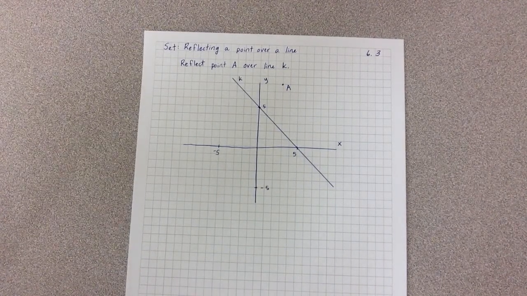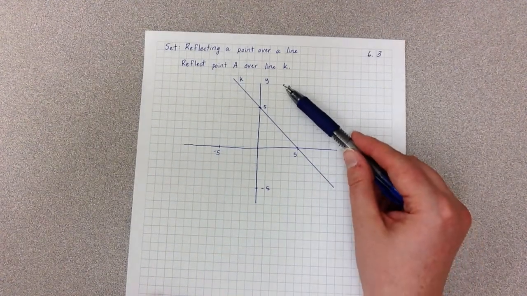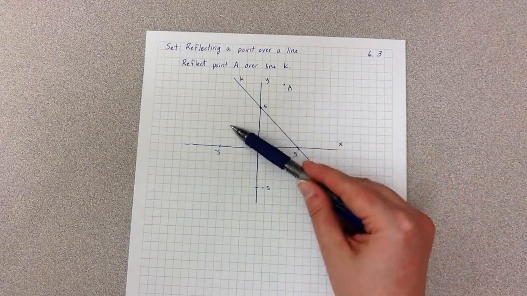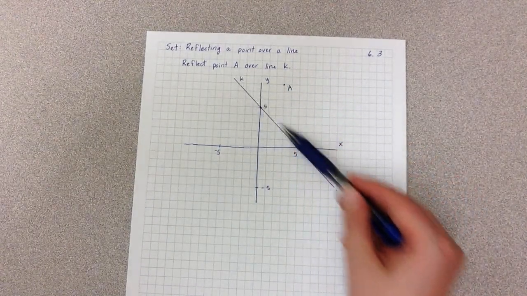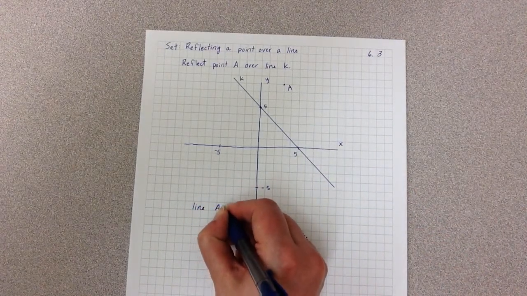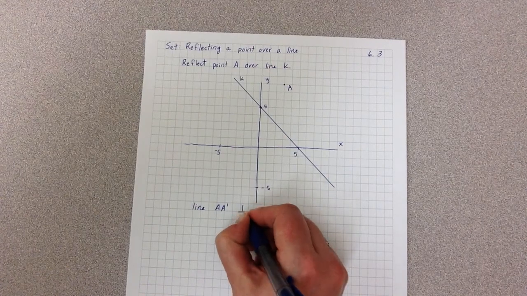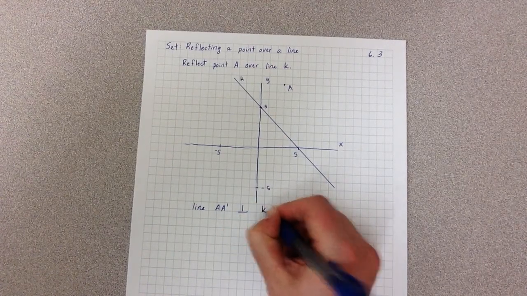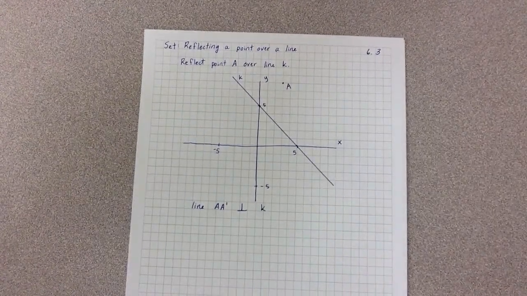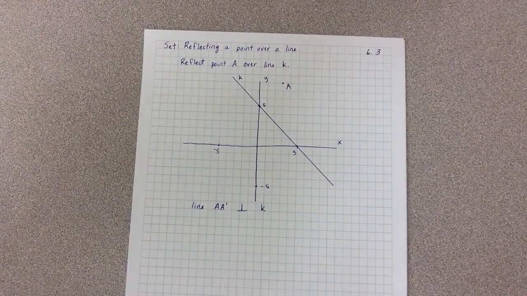So we need to remember a few things. We need to remember that the relationship between the line that goes through A and A prime is going to be perpendicular to K. So let's write that down. The line A A prime is perpendicular to line K. So I need to look at slopes. So let's look at the slope of line K.